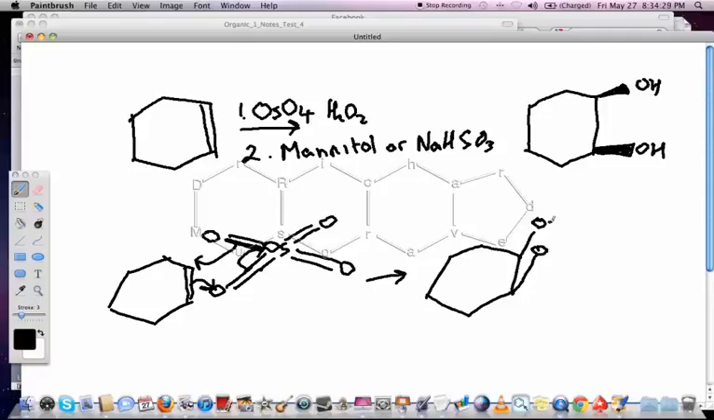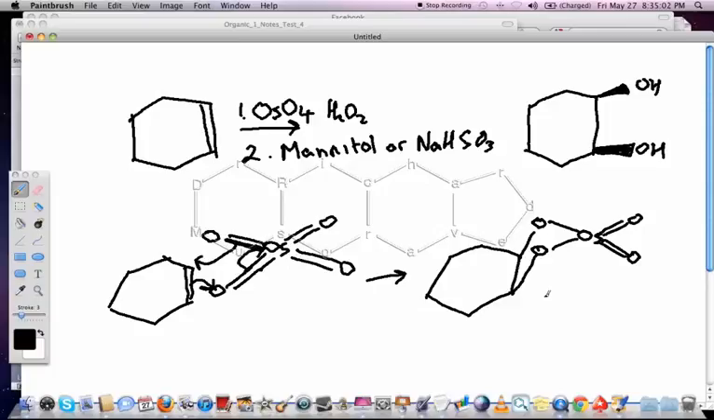You can now see how the OsO4 adds to the double bond, but adds from above and adds in a cis fashion. Now, had this not been happening concertedly, all at the same time, one might think that it might be possible to get some rotation going here, and you might be able to get some sort of different kind of addition, but really what's going to happen is that this is going to add in a cis fashion.